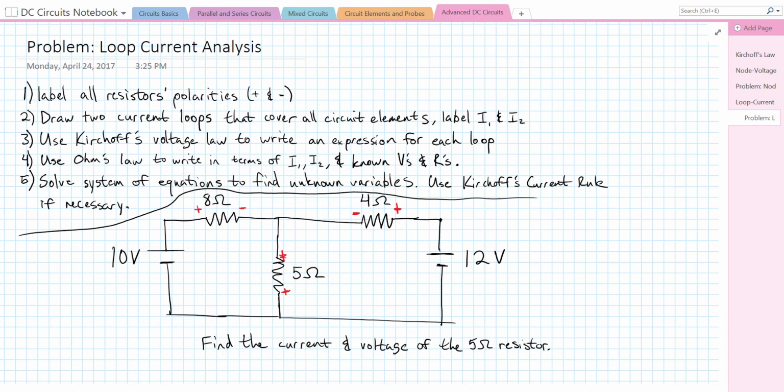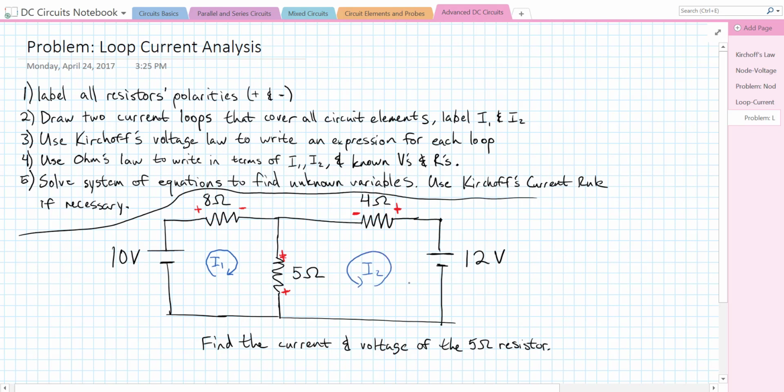Our next step is to draw two current loops that cover all circuit elements. It might be more than two current loops that we need, but for this we only need two loops in order to get everything. There are three possible loops we can draw. I'm going to just pick two, and I'm going to have my first current loop going around in a circle here like this. I'll label that I1. And I'm going to have my second loop going around in a circle like this. I'm going to label it I2.